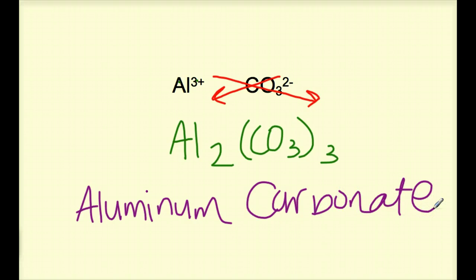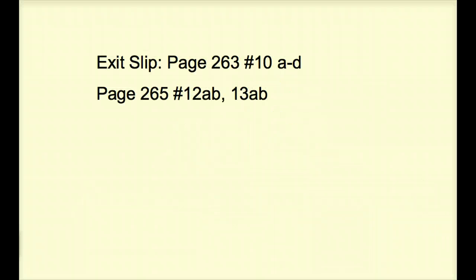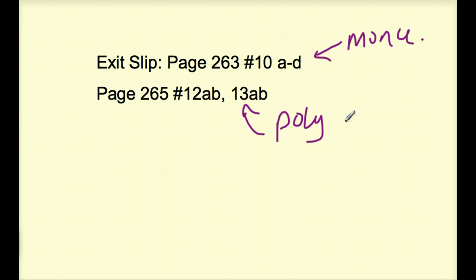So now you don't have to worry about creating a charge of 0. It will naturally create a 0 charge for you. So what I'd like you guys to do, this is due today, page 263, number 10, A through D. These ones right here are monatomic, and these ones right here are a mix of monatomic and mainly polyatomic ions.